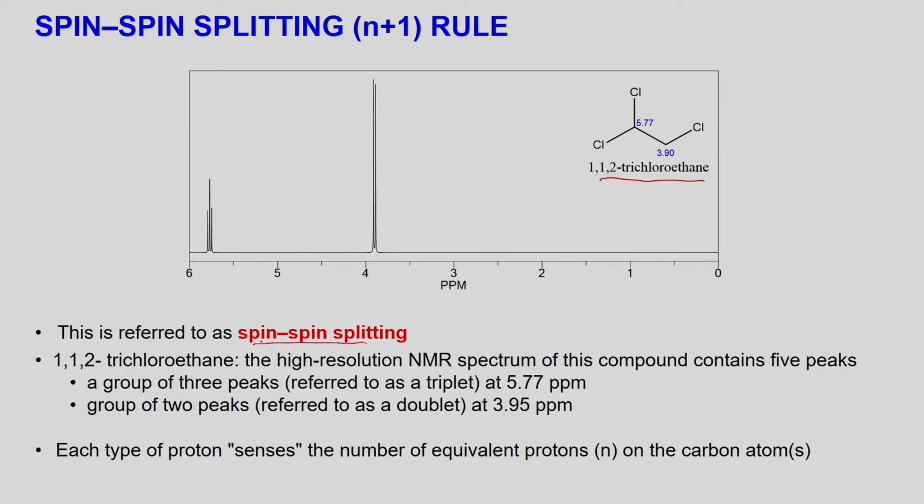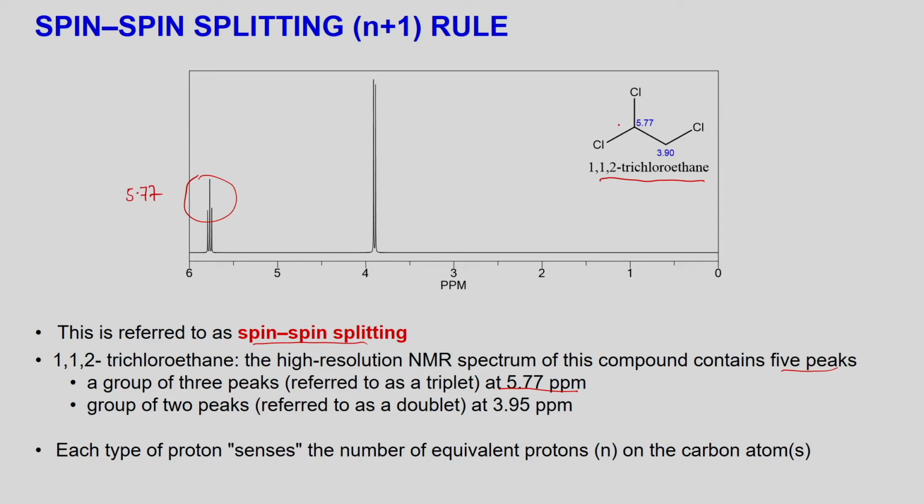What does spin splitting mean? The highest resolution NMR spectrum of 1,1-trichloroethane contains 5 peaks in total. You can see closely, there are 2 peaks here and 3 peaks here. The group of 3 peaks here is referred to as 5.77 ppm.